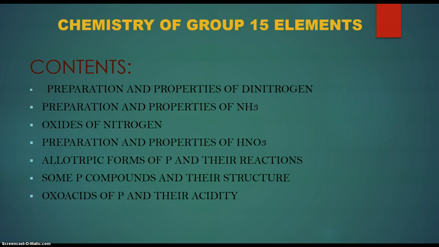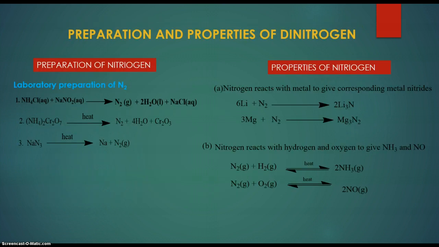Today we are going to discuss the preparation and properties of dinitrogen, preparation and properties of NH3, oxides of nitrogen, preparation and properties of HNO3, allotropic forms of phosphorus and their reactions, some phosphorus compounds and their structures, and ultimately oxoacids of phosphorus and their acidity. Now let's go for the first topic, preparation and properties of dinitrogen.